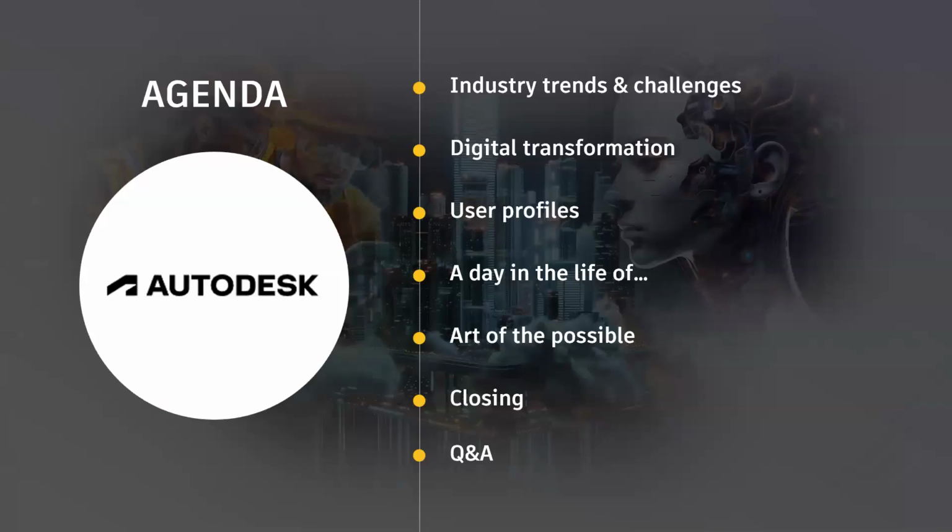Okay, so we're going to kick off with our agenda and we'll start to look at industry trends and challenges. And then we'll move on to digital transformation, looking at what is driving the digital transformation through the industry. We'll then review the user profiles and the different types of user that take on the Autodesk technology and use that in various methods. And then we'll take a look at a day in the life of, so understanding how those users use those tools. And you probably see yourself or your colleagues in some of these as we start to move forward and recognize where some of the patterns may exist.